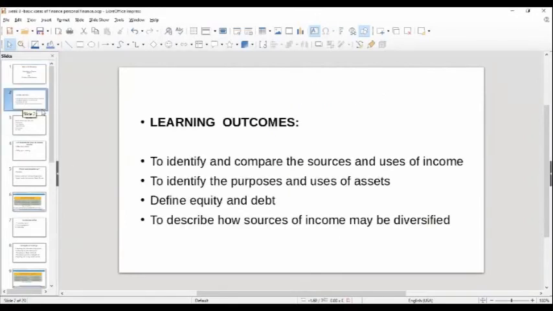In our discussion today, the learning outcomes are to identify and compare the sources and uses of income, identify the purposes and uses of assets, define equity and debt, and to describe how sources of income may be diversified.